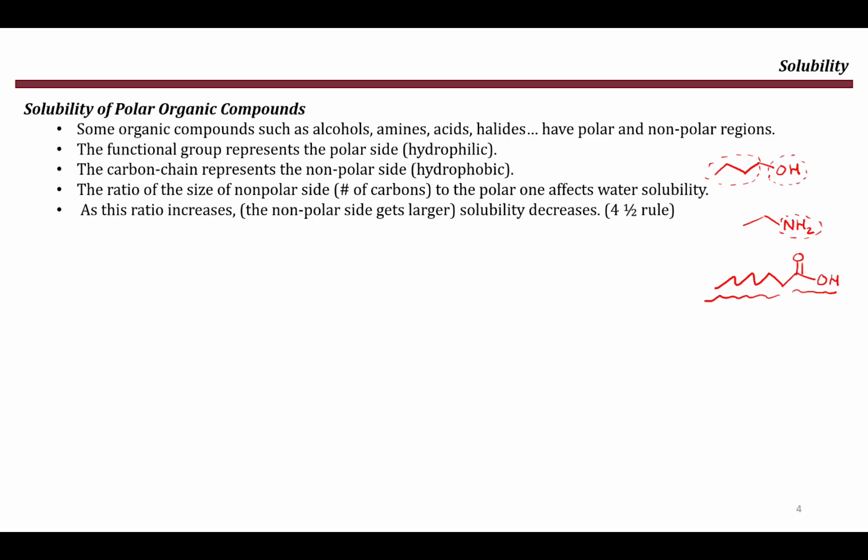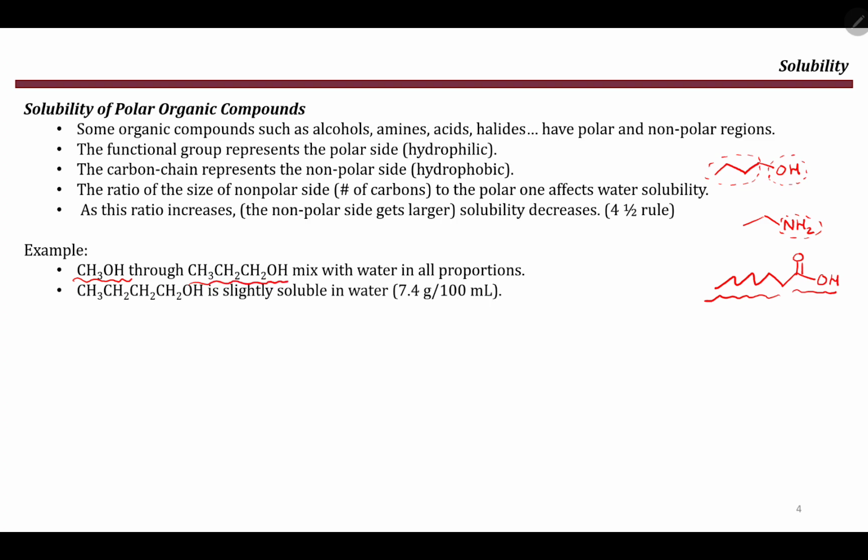And there is a rule which is called the 4.5 rule. So up to 4.5 carbons, the compound is expected to have some solubility in water, and then after that the solubility will dramatically drop. For example, methanol, which has 1 carbon only, and up to propanol, which has 3 carbons, are completely soluble in water.